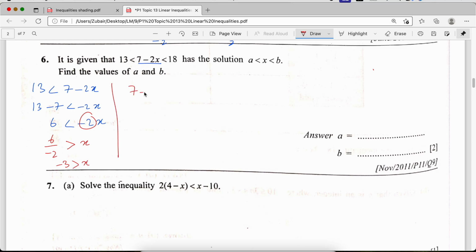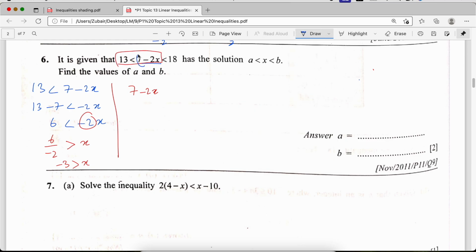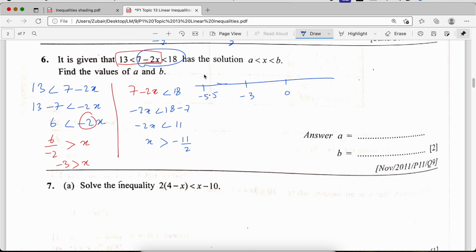Second part is 7 minus 2x. This was the first inequality, and now this is the second inequality. Less than 18, so minus 2x is less than 18 minus 7, which is 11. Again the sign changes, negative 11 by 2. So that's minus 3. Let this be 0, and negative 11 by 2 is negative 5.5, for understanding.